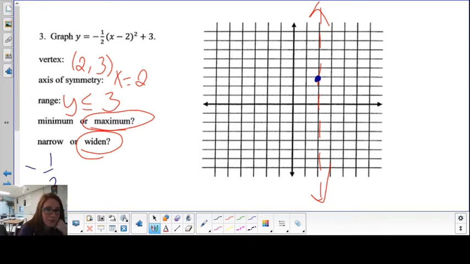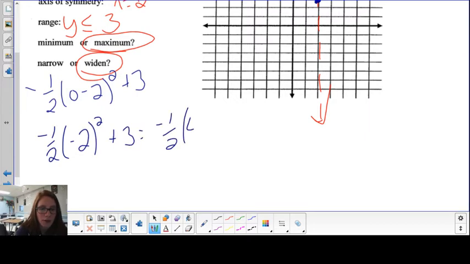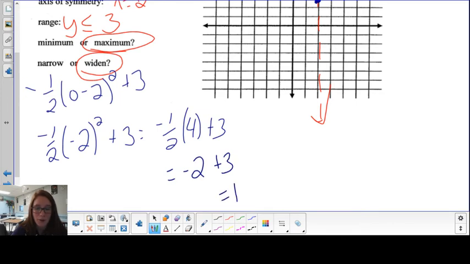So I have -1/2 times 0 minus 2 squared plus 3. So 0 minus 2 is -2. So I have -1/2 times -2 squared plus 3. -2 squared is +4, because it's -2 times -2. Remember, fractions are just division, so I essentially have 4 divided by -2, which will give me -2. And I have -2 plus 3, which is going to give me 1. So my point is 0, 1.